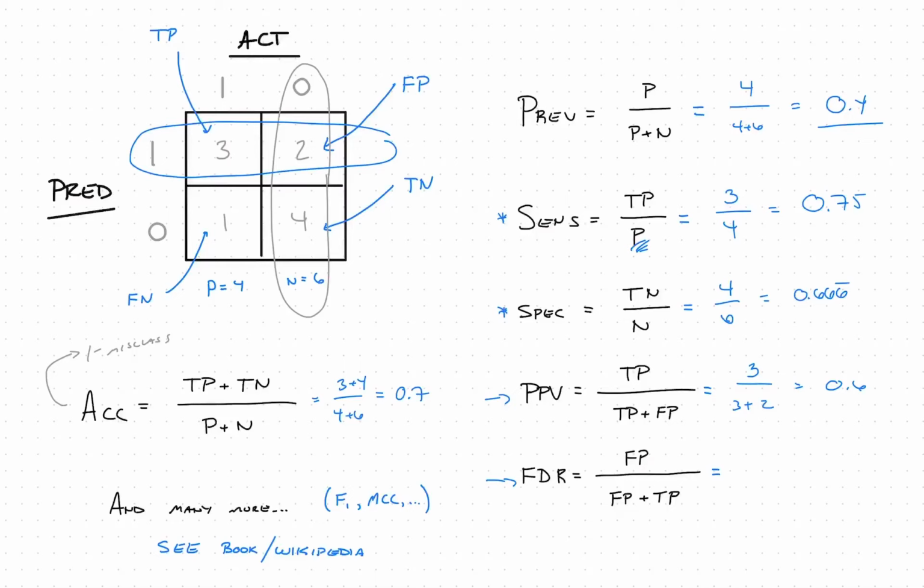And then the false discovery rate is sort of similar. It's still conditioned on that same row, but now we're saying, well, how often are we labeling something as positive that shouldn't be? So this is 2 plus 3. Again, the context of these is all dependent on the problem and how you define things to be positive.